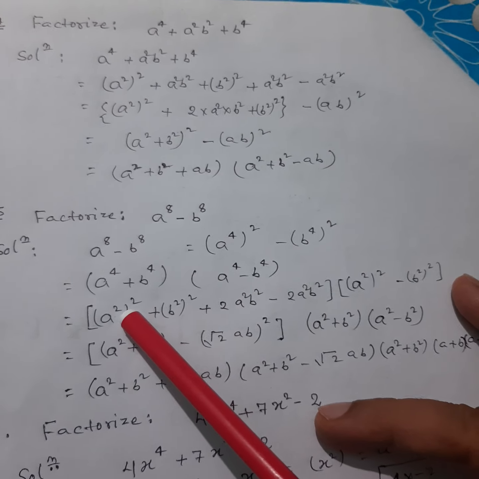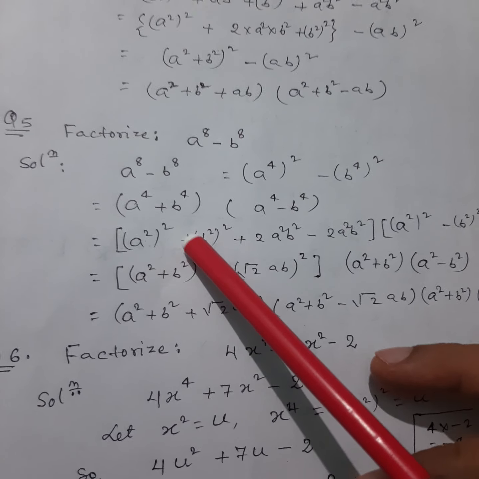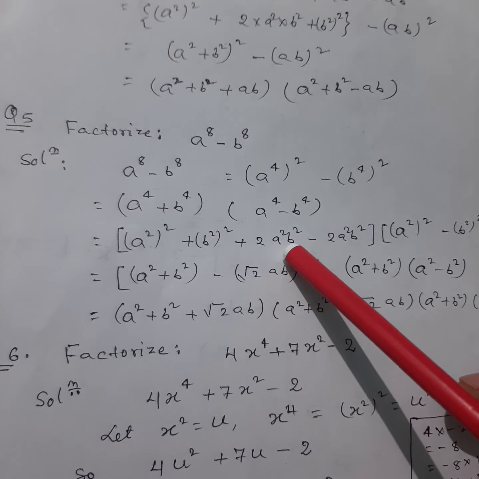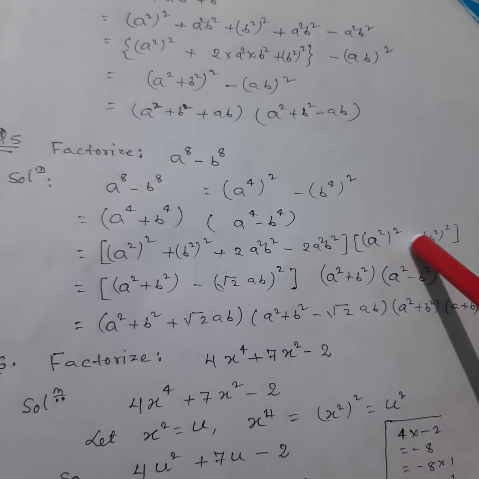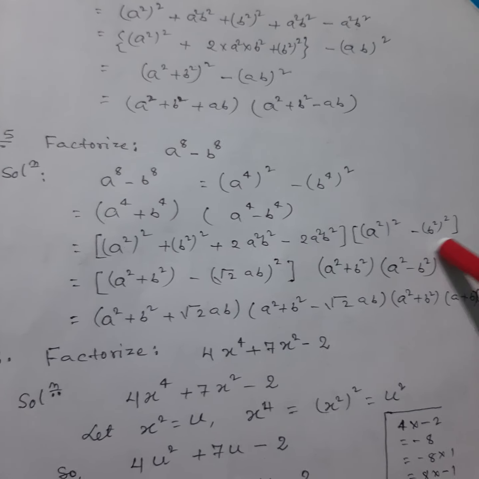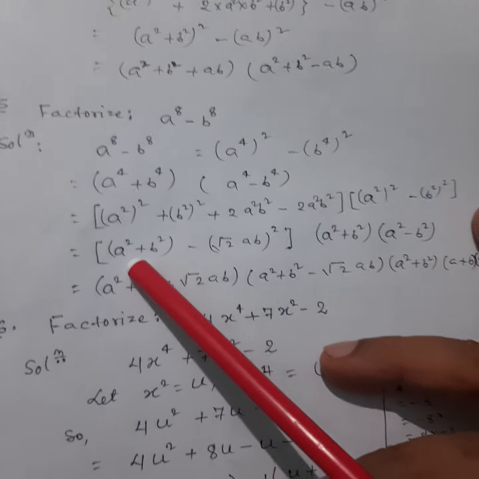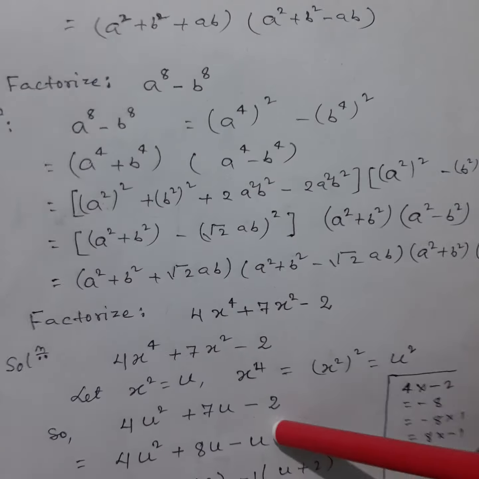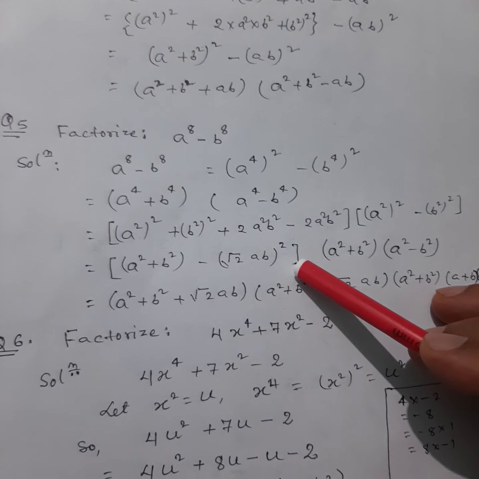Now we discuss the first factor. We write (a²)² + (b²)², adding 2a²b² and subtracting 2a²b². And the second factor, we write (a²)² and (b²)². Now we get the second factor in the form of (a² + b²)² − (√(a²b²))².